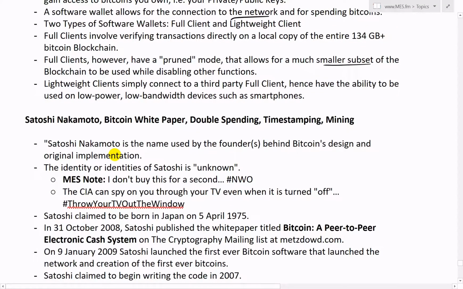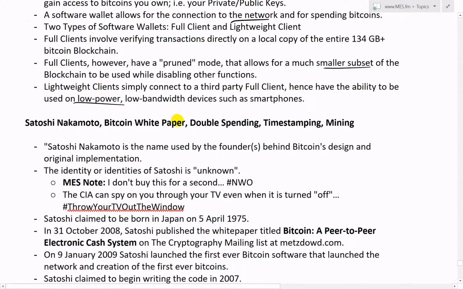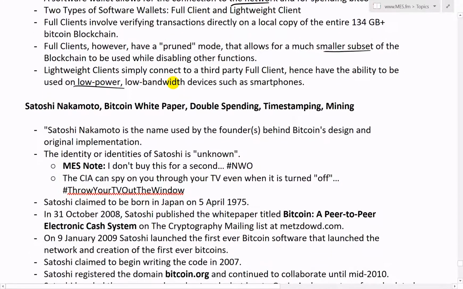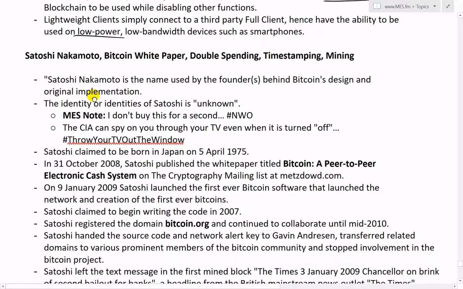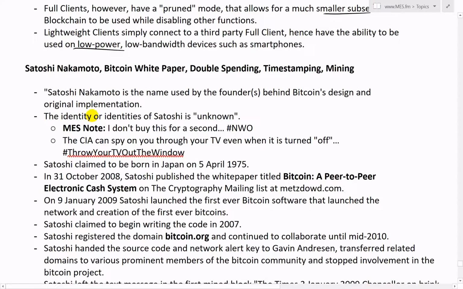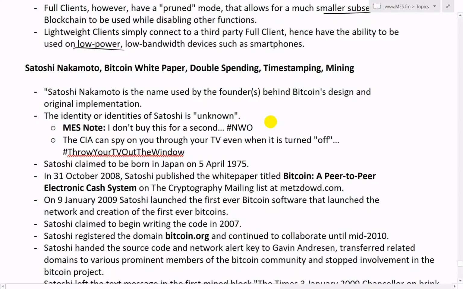Lightweight clients simply connect to a third-party client, hence can be used on low power, low bandwidth devices such as smartphones. But the downside is if you want to buy or sell quickly, you're going to be dealing with third-party clients. You just trust that they're giving you all the stuff they need. But they still can't steal from you. They can't steal your bitcoins and whatnot.